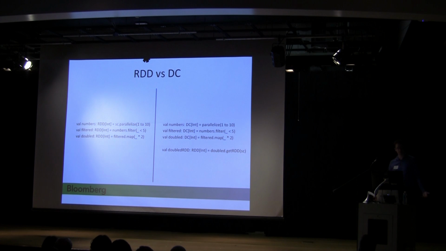And here's an example with some code. As you can see, it's almost the same, except instead of starting with parallelize on the Spark context, we start with a function called parallelize, which instead of returning an RDD, returns a DC. Spark is already lazily defined, and now we have a slightly lazier definition so that we can get the same answer if we just pass in the Spark context.